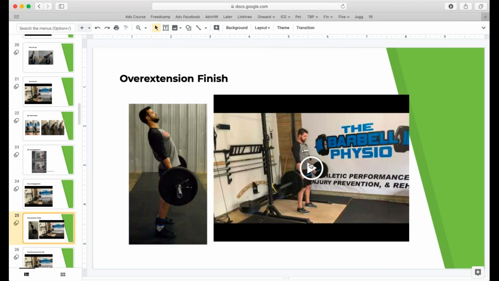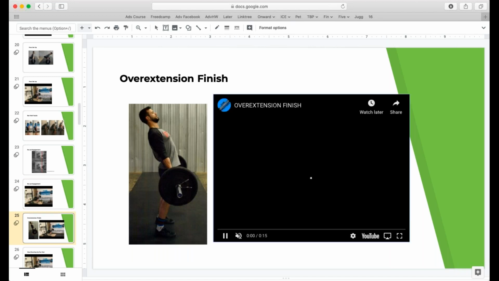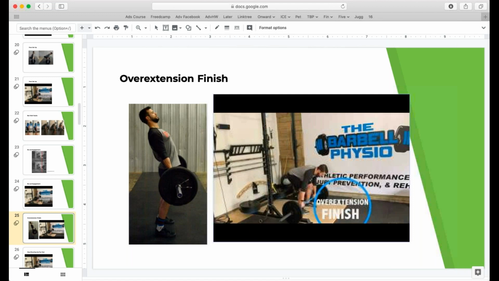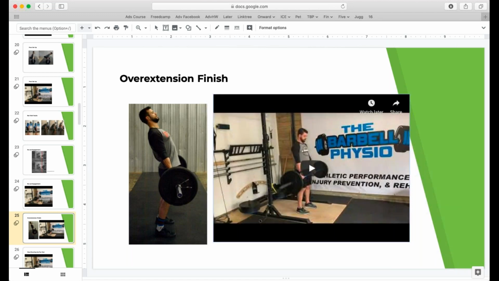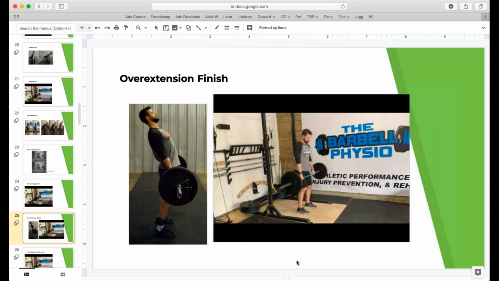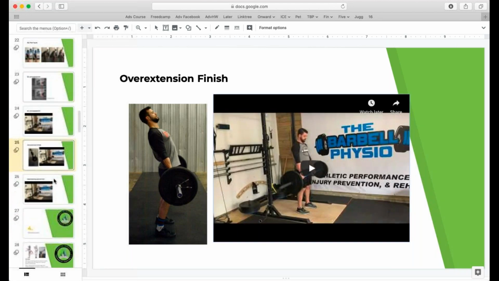Another fault we'll occasionally see is an overextension finish. Depending on your federation, a lot of people want to see you flash your hips open at the top of a deadlift. And what many individuals will do is go into lumbar spine extension to finish the rep, rather than finishing by squeezing their glutes, which you'll see. Maybe you won't see that. I don't think I did good reps in this video. But we want to see people start and end the deadlift with a neutral spine position.